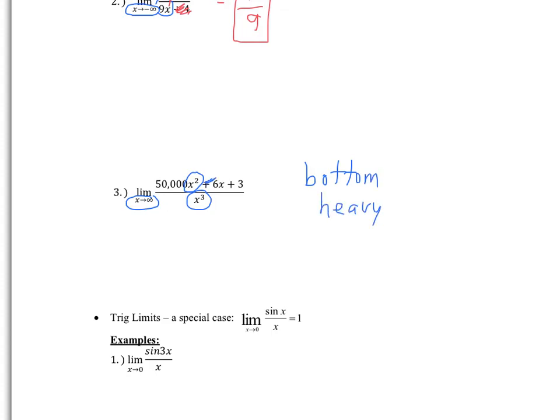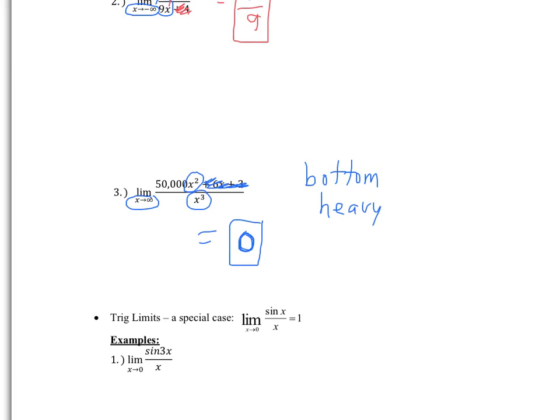We don't care about this +6x or that +3. All right, it's not going to have much of an effect on things if we plug in something very large for x, like 1,000. Now, it's bottom heavy because if I plug 1,000 in up top, square it, and then multiply it by 50,000, versus putting 1,000 into the bottom and cubing it, there's more weight in the bottom. You'd be dividing by a much bigger number than you have up top. So this is a really easy type of limit question because the answer is always going to be 0. Okay? If you divide by something bigger, it's going to approach 0.